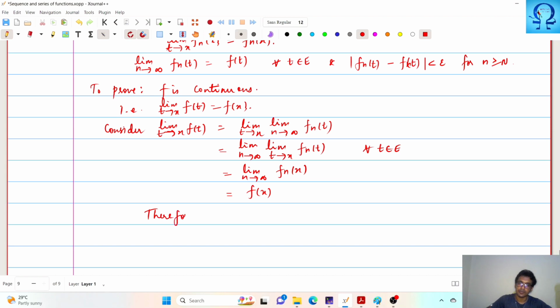Therefore f is continuous on E. Whenever we have a sequence of functions which is continuous on E and uniform convergence is there, then the limit of the sequence is also continuous on the given set E.